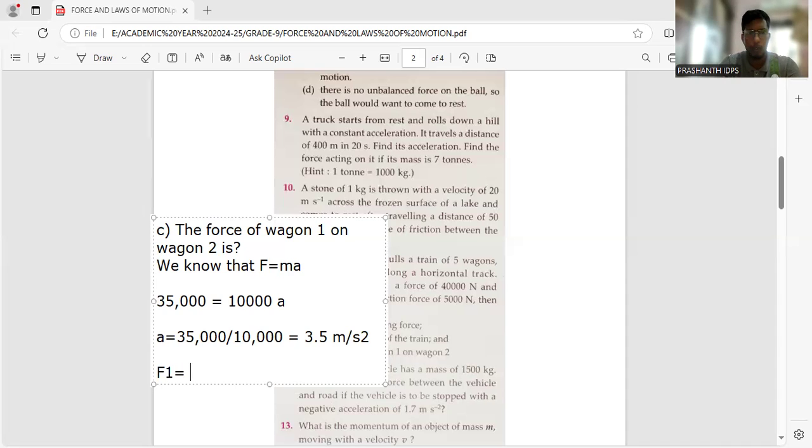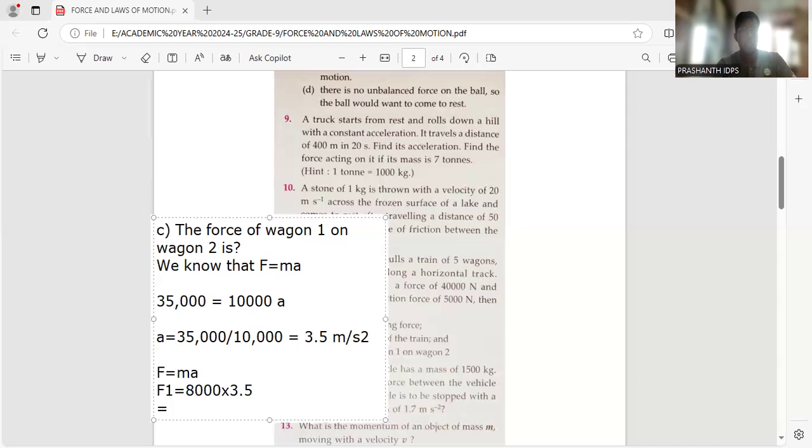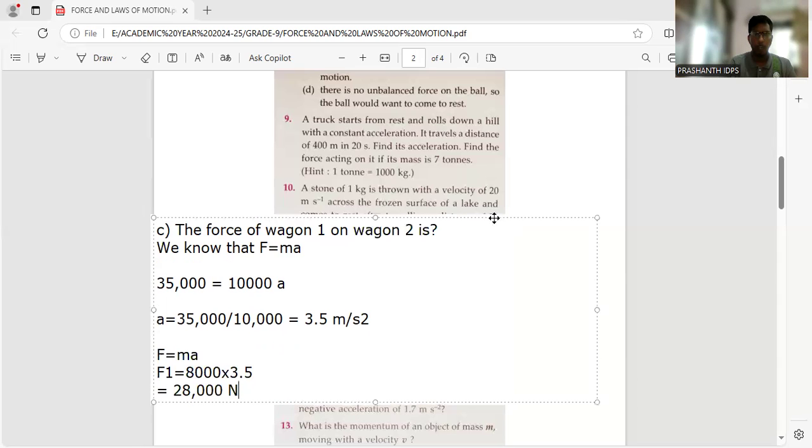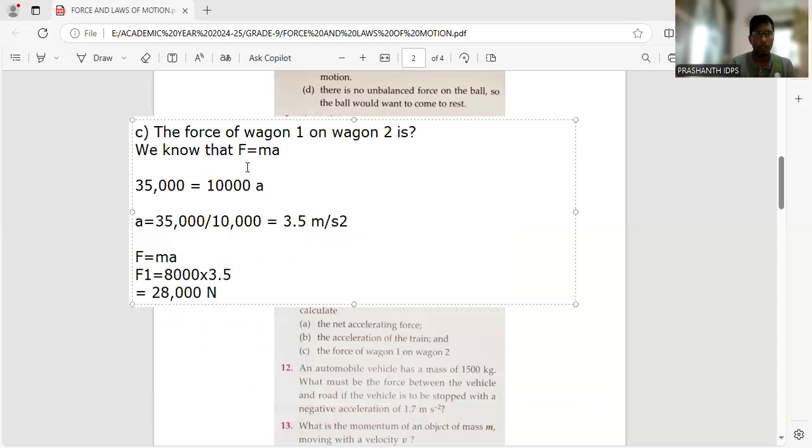So force formula F equals to ma. So then mass, I'll write formula, then I'll write the answer. Therefore, F1, force of wagon 1, is equals to 8,000 into what is the acceleration value? 3.5. So how much you'll get? 8 into 3.5, you'll be getting 28,000 newtons will be the answer. So I hope it is clear. If you have any doubts, you can ask me in the comment box so that I can clarify. Fine. Now let us go to the next question.